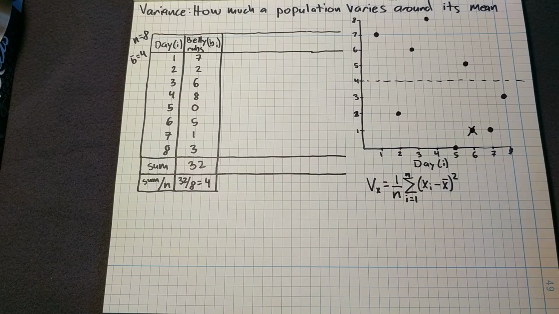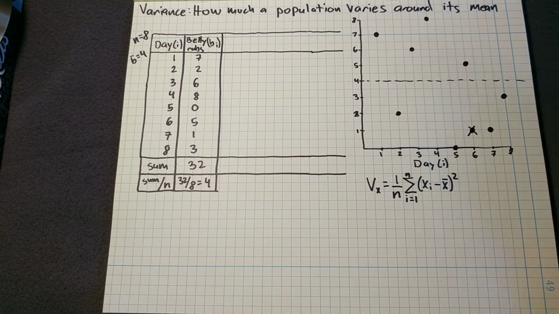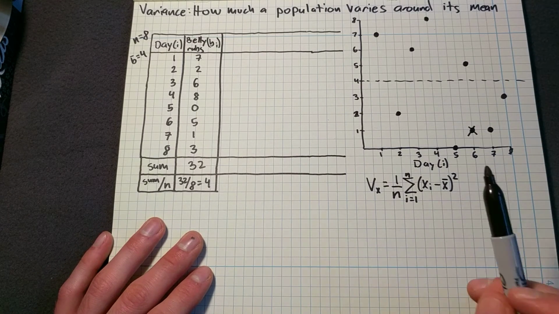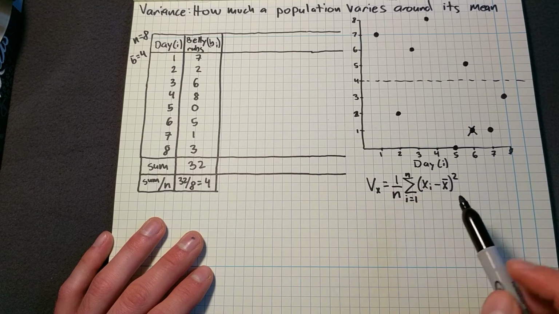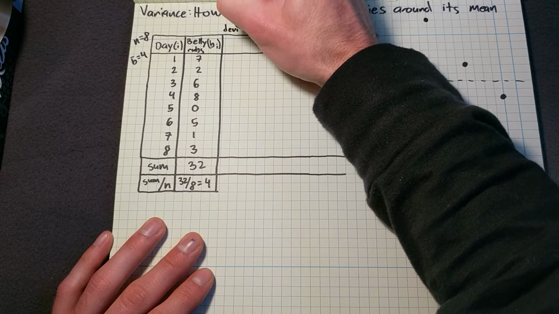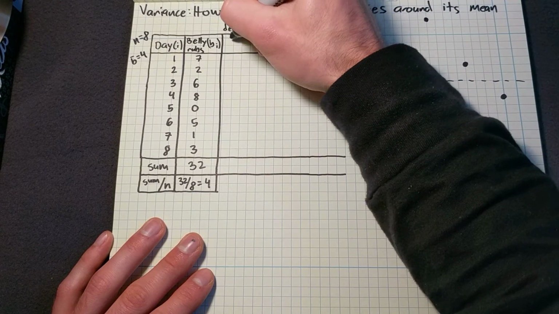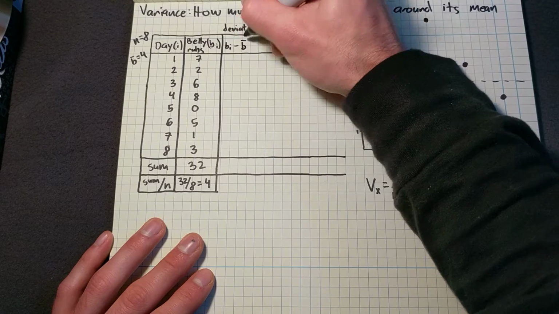So just in general, if we're thinking about variance, how much a population varies around its mean, this guy varies quite a bit. And again, our goal is just to figure out some metric that quantifies how much it varies. So I'm going to start by calculating this stuff inside the parentheses here. This is actually what I like to call the deviation. So I'm going to calculate the deviation, which for us, instead of x's, it will be b's. b_i minus b bar.